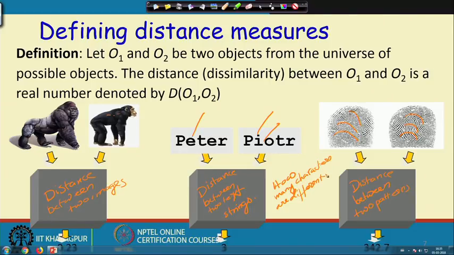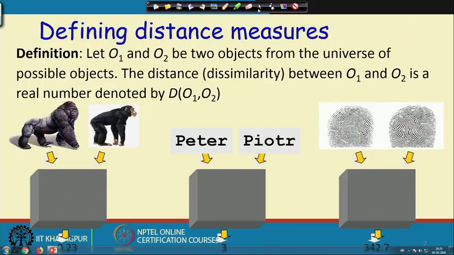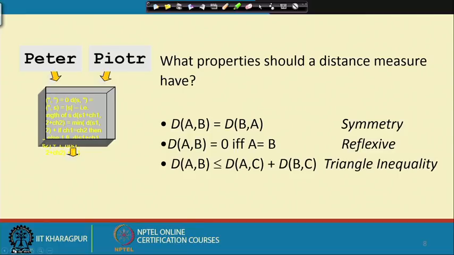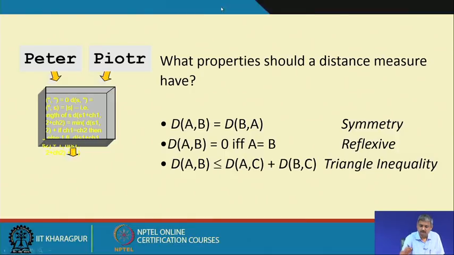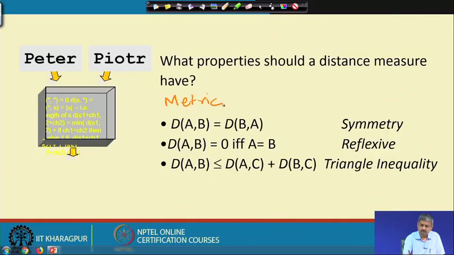Whatever value you take, you have to satisfy certain properties for it to qualify as a distance measure, however way you define distance. These properties are called... so you can define your own distance function, but you have to ensure that these properties hold.